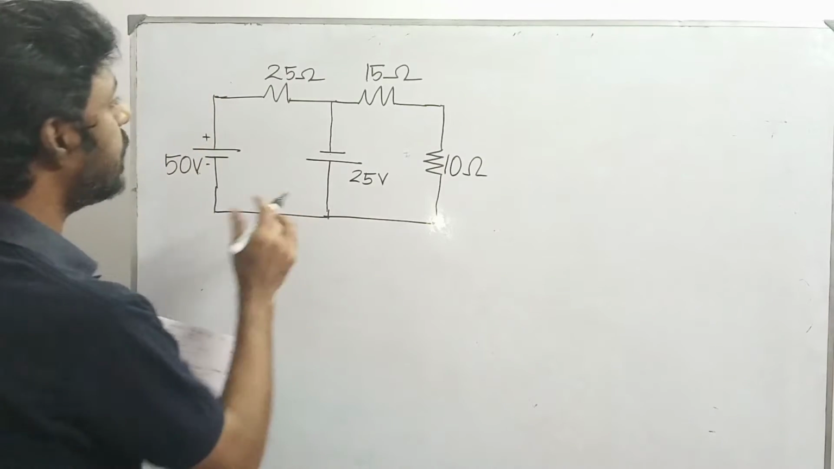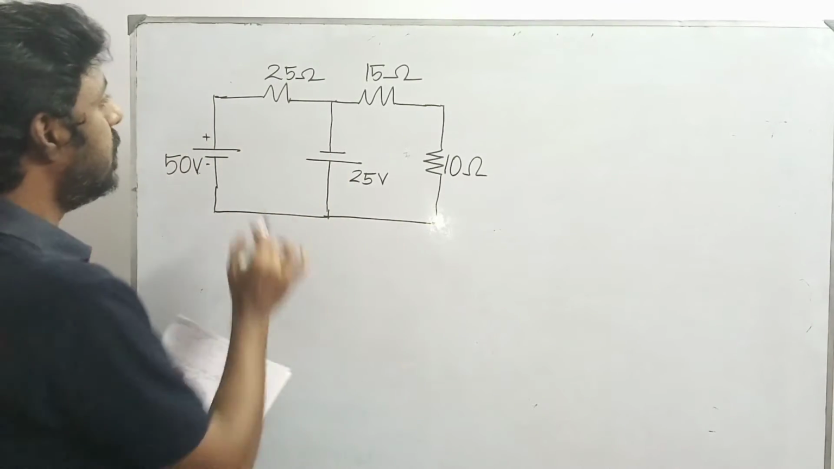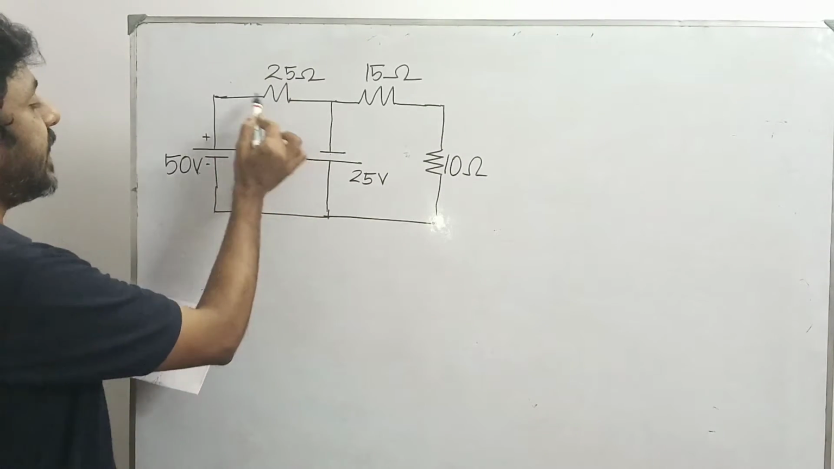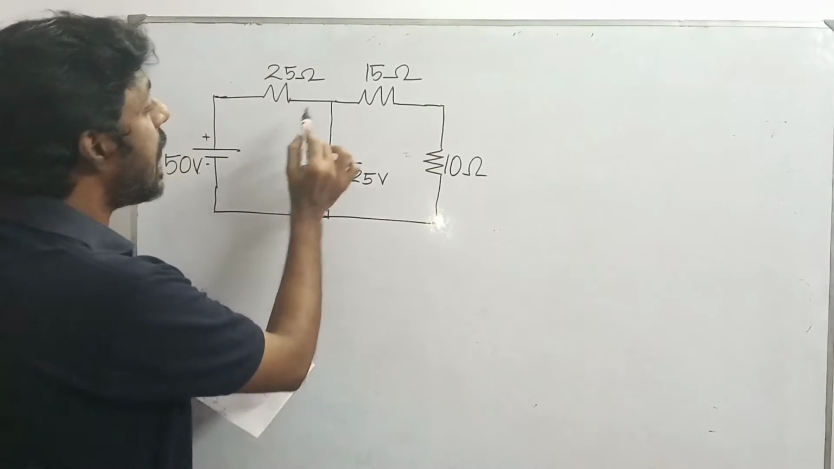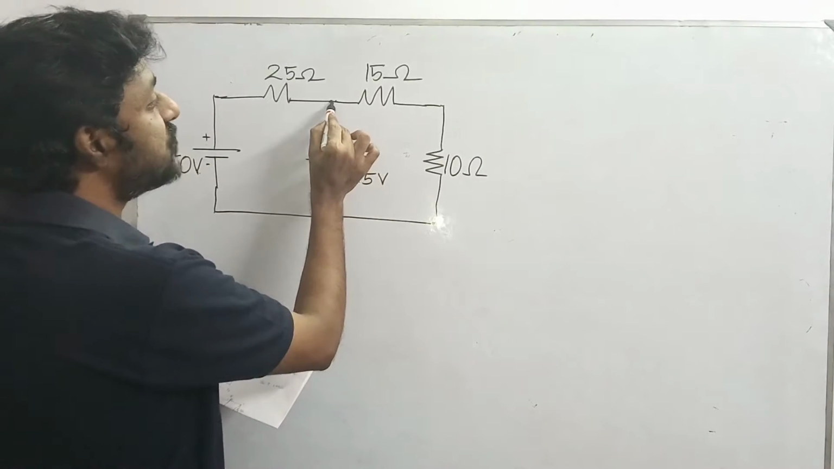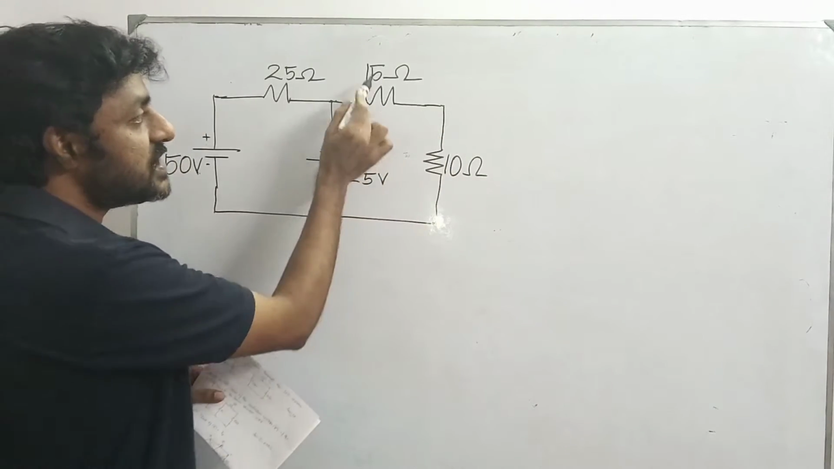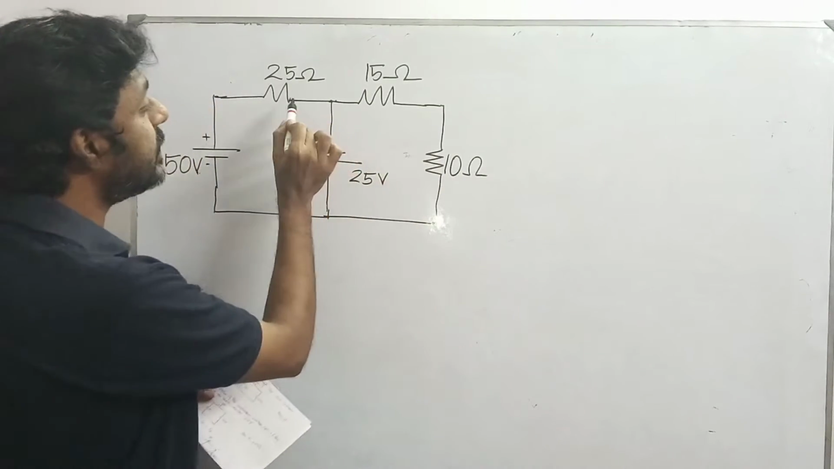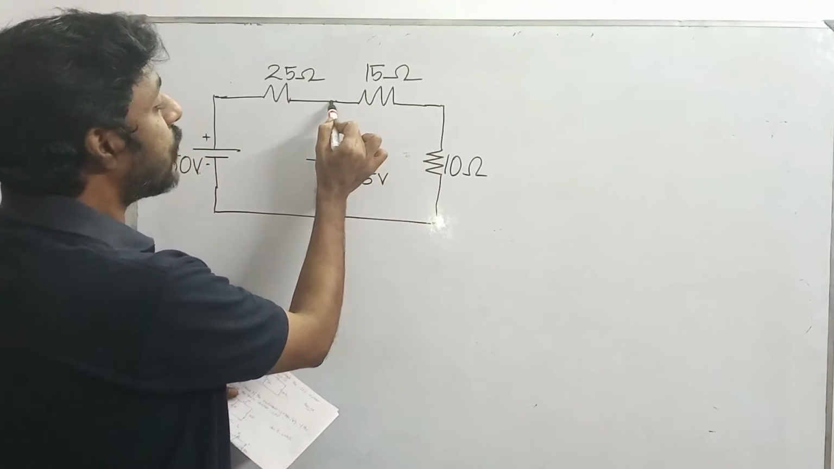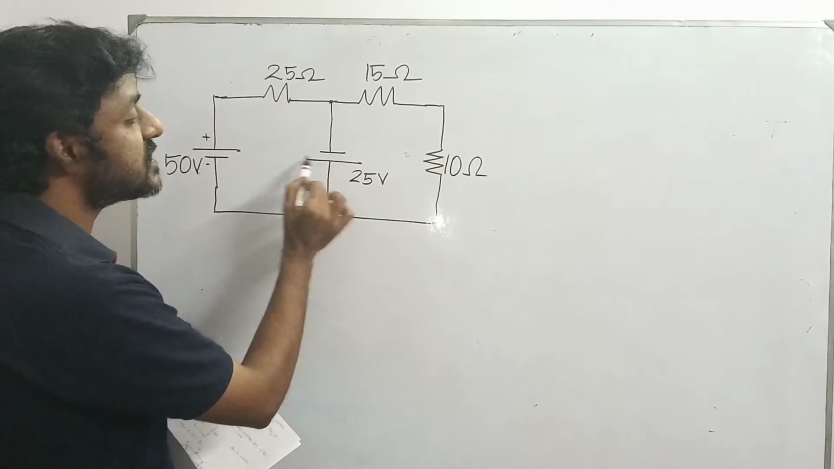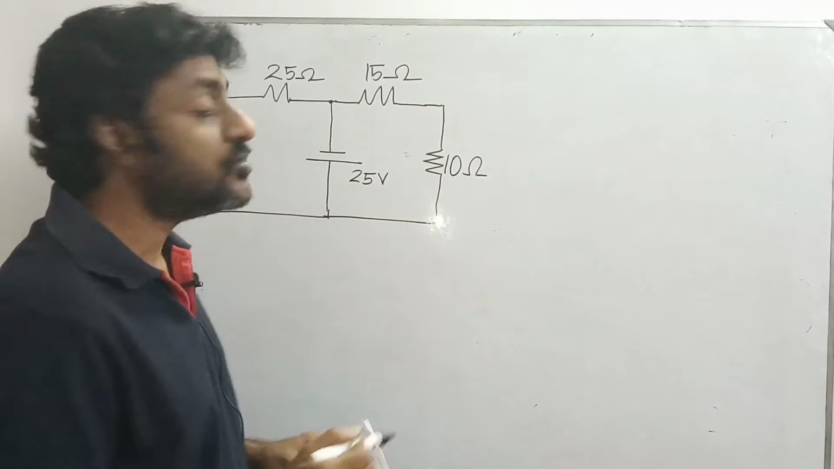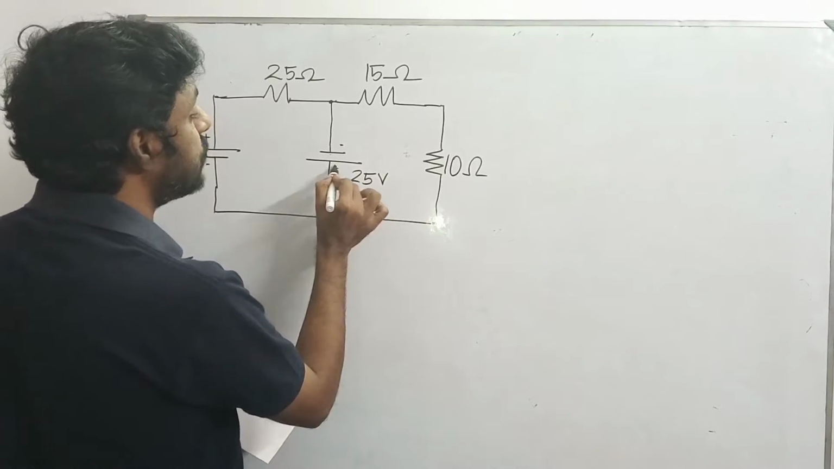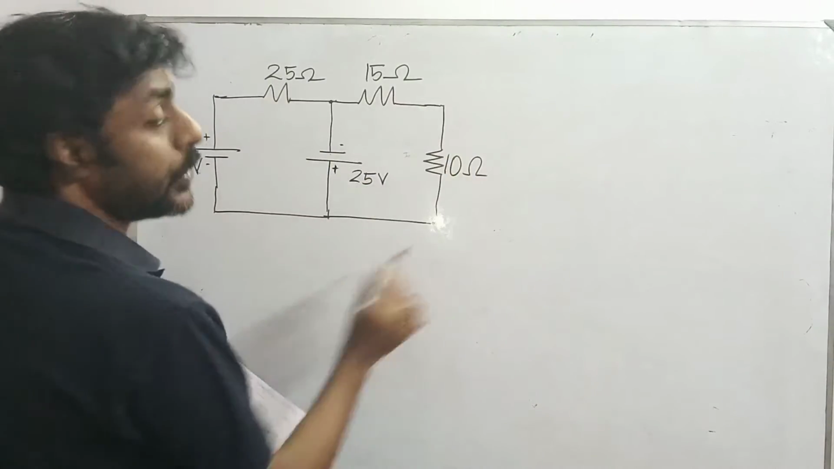Once again I am explaining. You have a resistor of 25 ohms. This 25 ohm resistor is connected in series with a 50 volt battery supply, and you have a junction here, and from this junction you have a branch. That branch consists of two resistors, one is 15 ohm and the other is 10 ohm, and in between these two resistors, from this junction you have another branch which has another voltage source of 25 volts. In this 25 volts, this is the negative terminal and this one is the positive terminal. This is how the circuit looks.